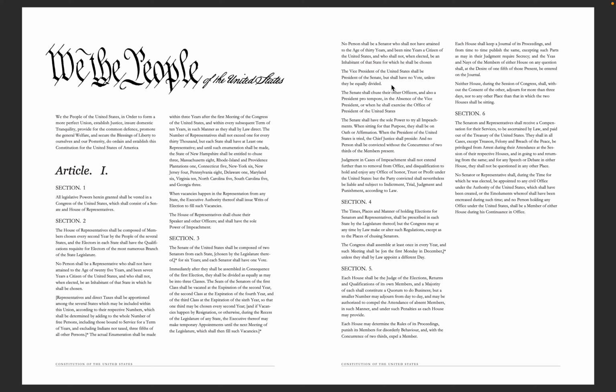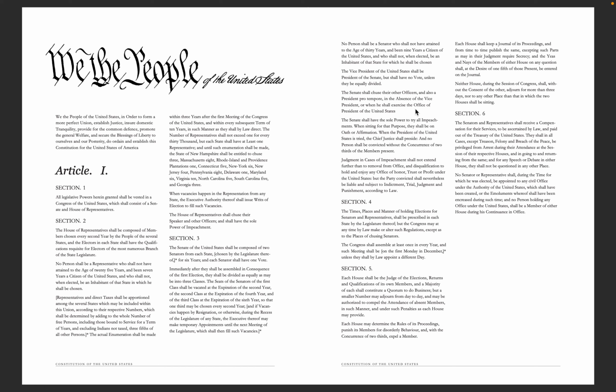The Senate shall choose, there's that word again, choose their other officers, and also have a Senate president pro tempore in the absence of the vice president, or when he shall exercise the office of president of the United States. So this is essentially saying that the pro tempore shall become the president of the Senate should the vice president not be there. This is usually the case, as the vice president usually only shows up to the Senate when it looks likely that there's a tie that will need to be broken.